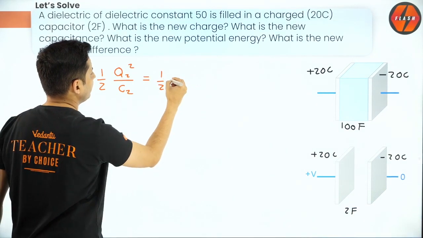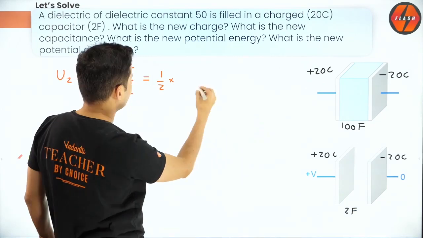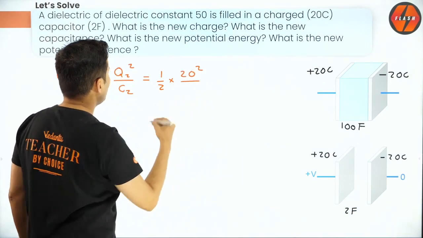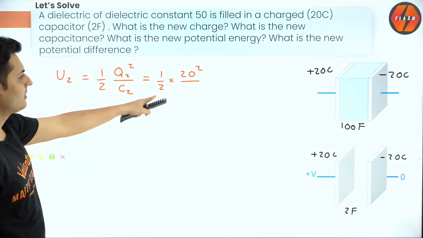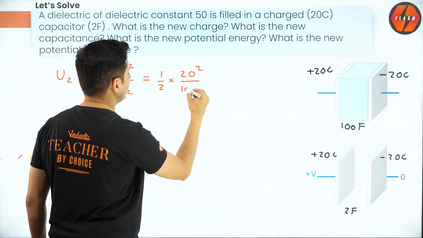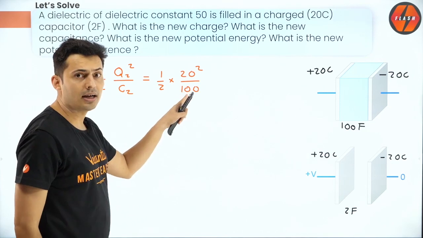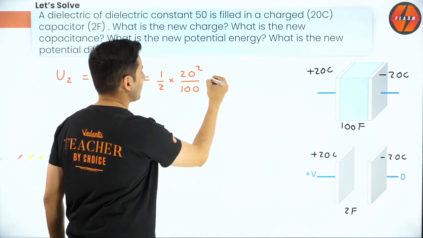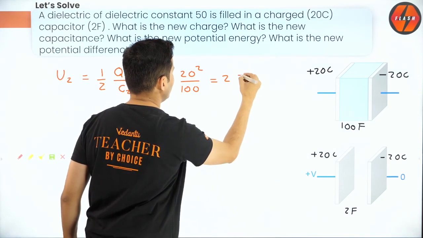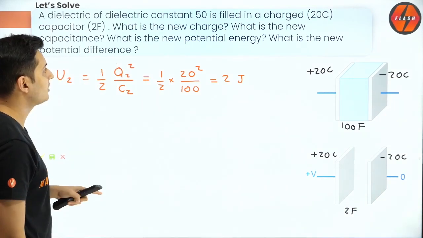So it will become half. Q is nothing but 20, so 20 square. And the capacitance, guys, was 100. So 20 square is 400. 400 by 100 is 4. 4 by 2 is nothing but just 2. So it will be 2 joules. That's the new energy stored.